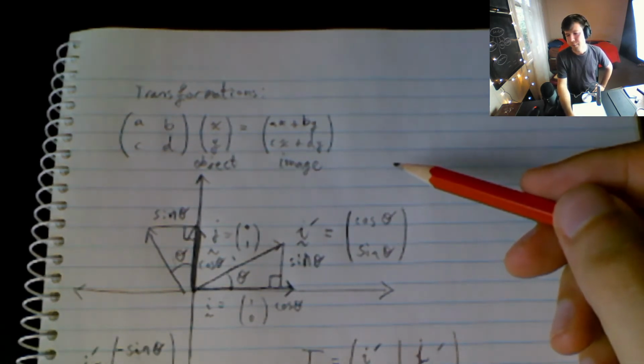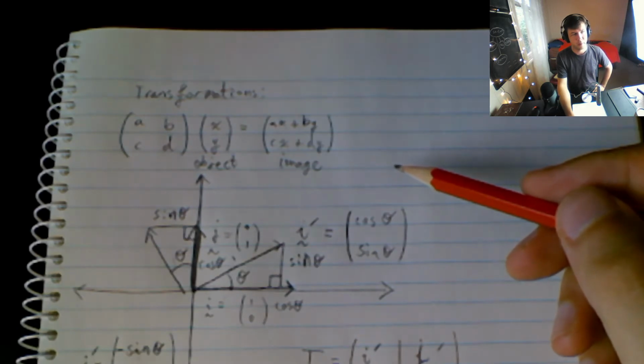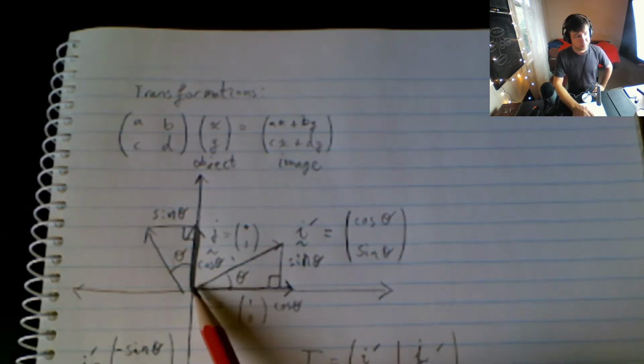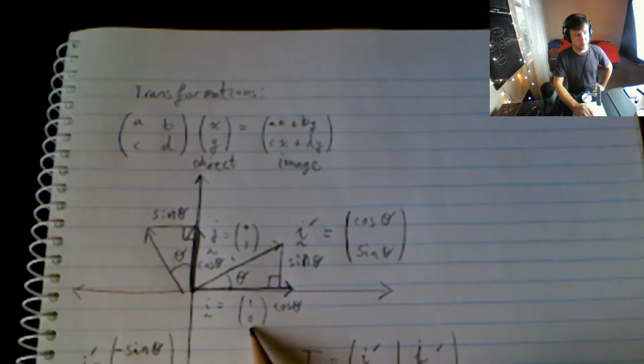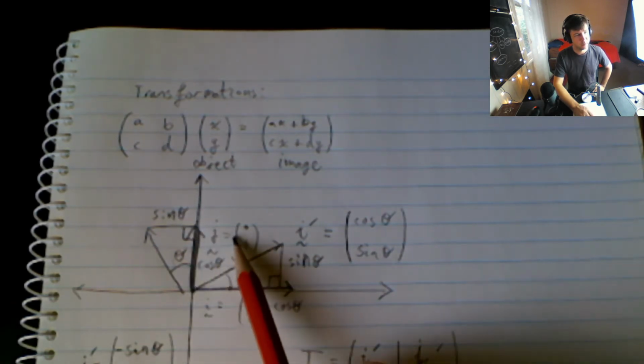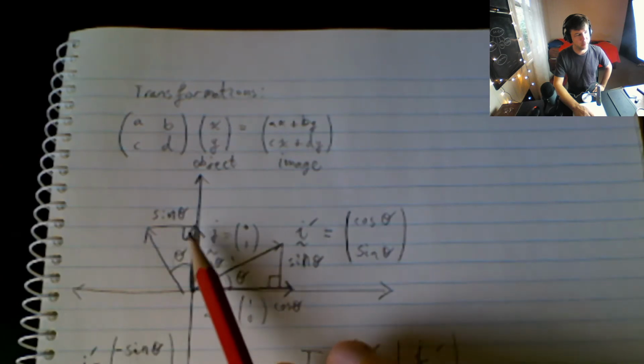Okay, so in practice we can make up our own transformation matrices. All we need to do is analyze what would happen to the basis vectors i and j under our proposed transformation. So I've got this graph here. i is the pure x direction vector, so 1 in the x direction, 0 in the y direction, and j is the pure y direction, 0 in the x, 1 in the y direction.